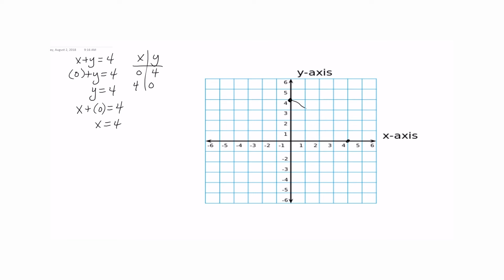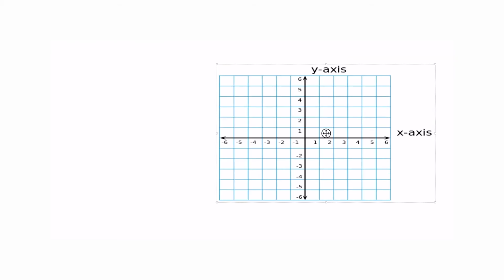So now we draw our line between these 2 points and continue on. So there is our linear graph, x plus y equals 4. Let's do another one. Now, let's do 3x minus 3y equals 6. Okay. So let's choose some points.